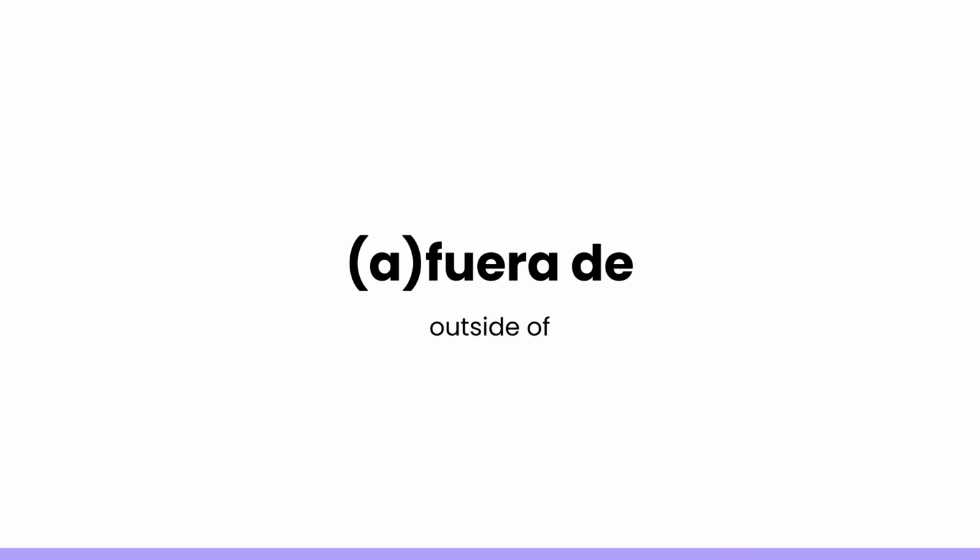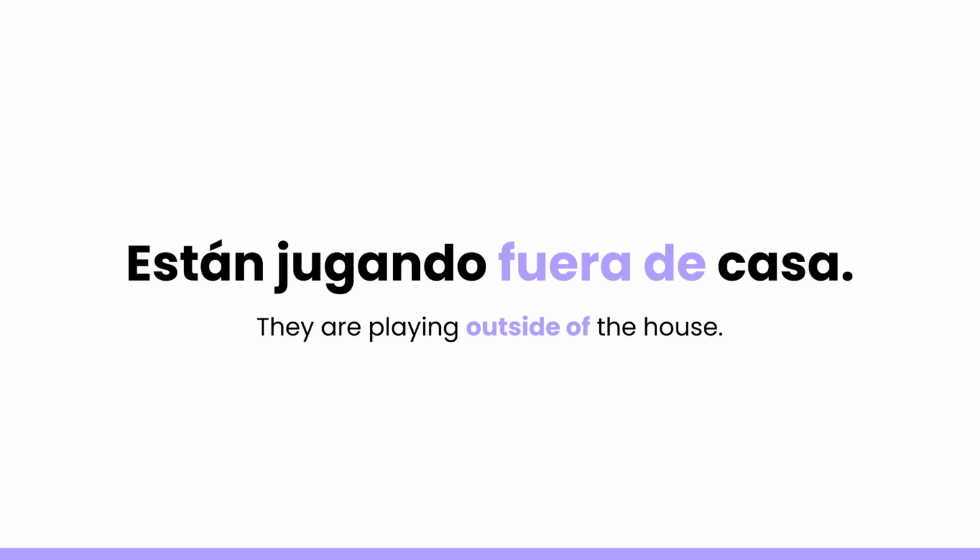Alright, so let's start with the first positional word of today's lesson, which is afuera de. Afuera de means outside of. For example, if you want to say they are playing outside of the house, in Spanish you would say: Están jugando fuera de casa. They are playing outside of the house, outside of.